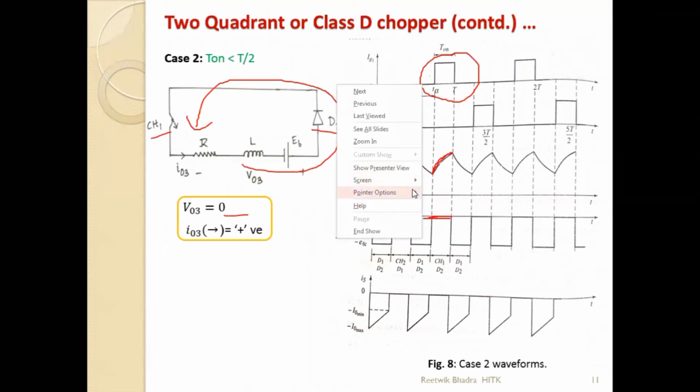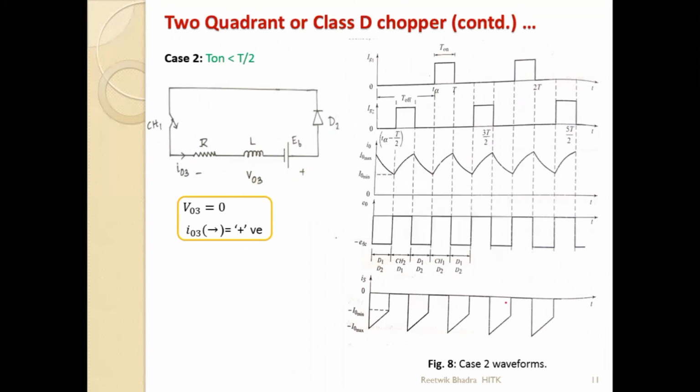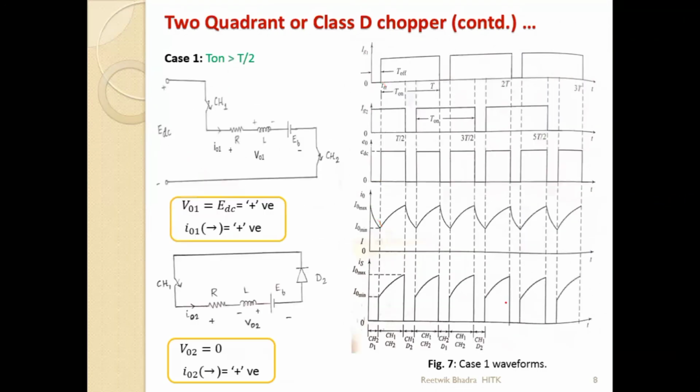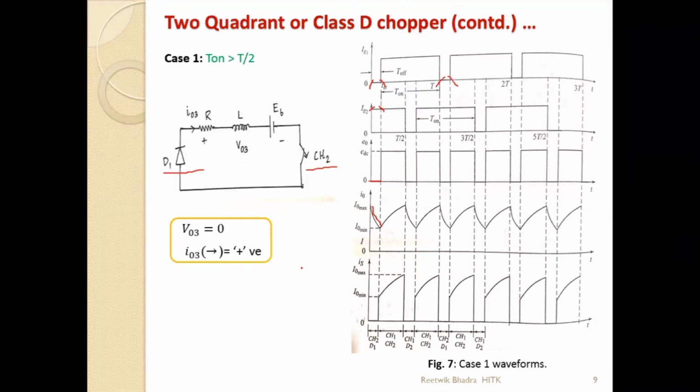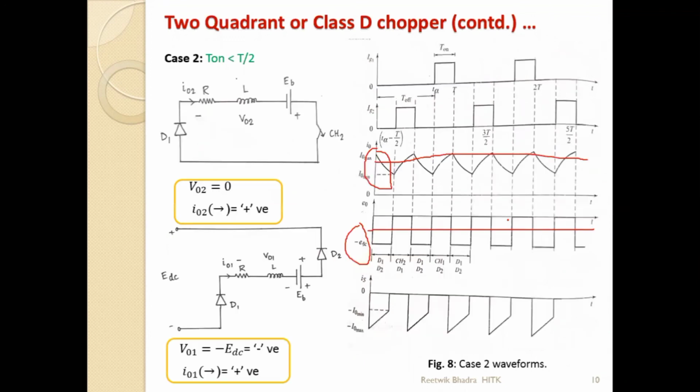So this is how your class D chopper operates. There are two modes of operation. One is T on greater than T by 2, where you get first quadrant operation, and in that there are three modes. One, CH1 and CH2 will be on. Then it will discharge when CH2 is off through D2, and if CH1 is off, it will discharge through D1, and we will get output voltage average value as positive, and output current average value also positive. So positive current, positive voltage gives me first quadrant operation.